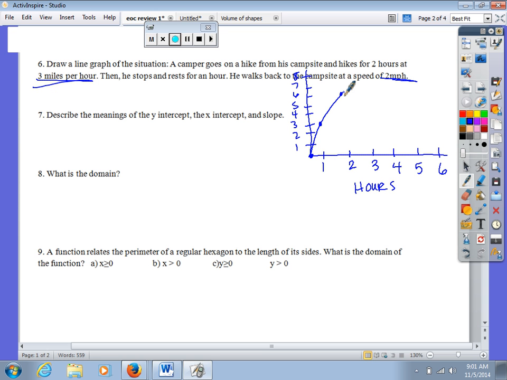Then he stops and rests for an hour. What happens when you're resting? Yeah, it stays constant. It's a straight line. So, bam. And he walks back to the campsite at a speed of 2 miles per hour. So his first hour, for the 4th hour, he's going down 2 miles, right? So he's back at 4. Then the 5th hour, he's going to be back at 2. And then the 6th hour, he's going to be back at what? 0. He returns to the campsite.